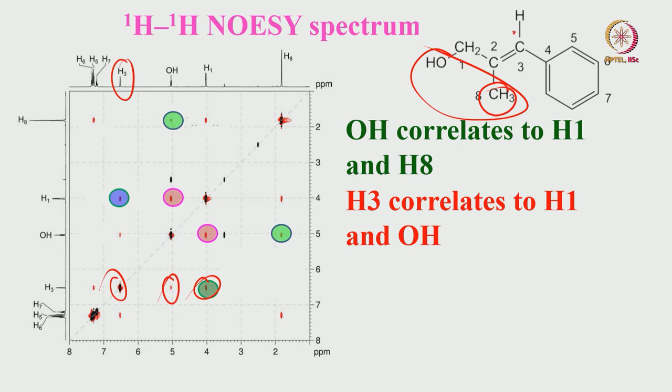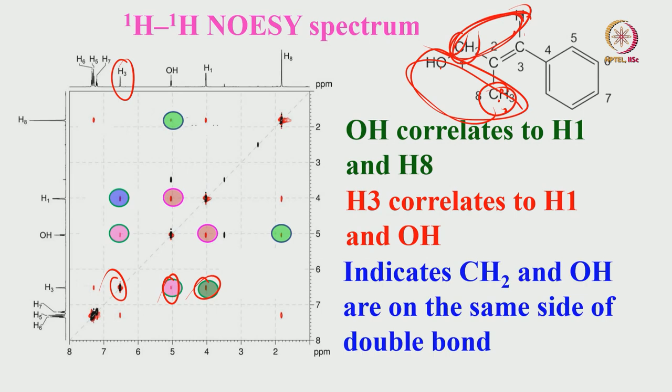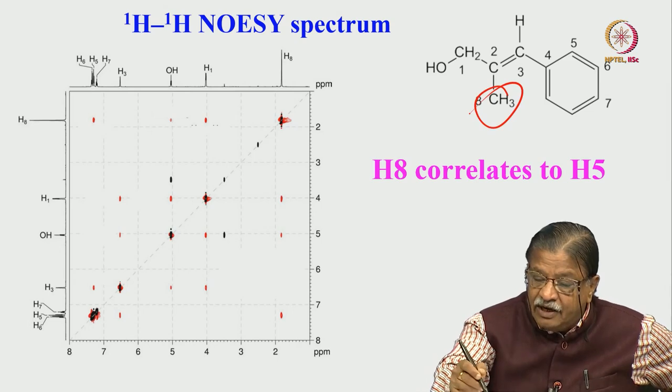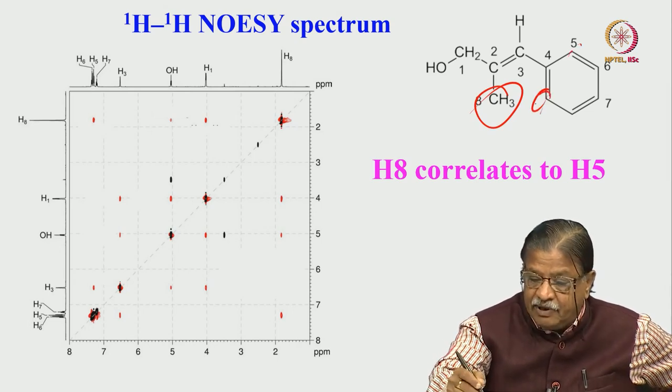When H3 is correlating to OH and H1, that means this CH2 and this proton are on one side of the double bond. This correlation tells me this CH3 is on the other side of the double bond. So like this, you get correlation information indicating CH2 and OH on one side. Further, H8 is correlating to H5, because these two are symmetric, I have not written it here, but this is also the same.